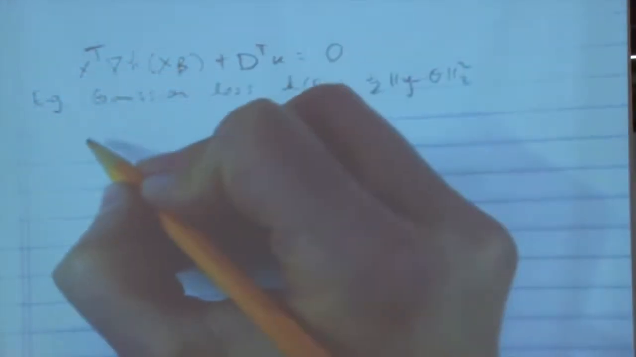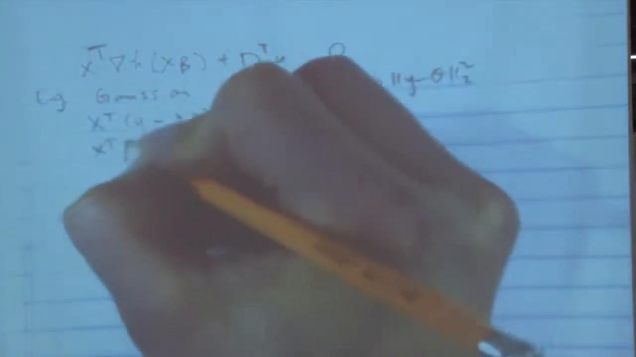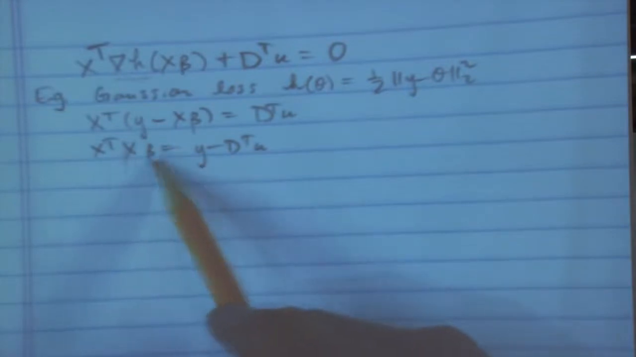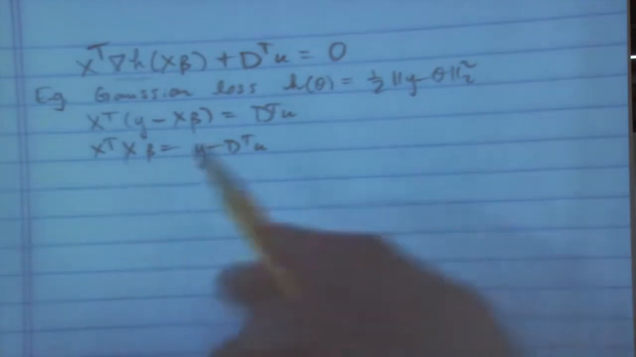So if this is squared error loss, if H is just equal to the Gaussian loss, say H of its argument theta is equal to 1/2 y minus theta squared, this is going to look like X transpose (y minus X beta) equals D transpose u. Or in other words, X transpose X beta equals y minus D transpose u. So again, we can intuitively confirm this is the same as what we had before when X was identity, because in that case, beta was just equal to y minus D transpose u. Now we need to solve a linear system to get beta.